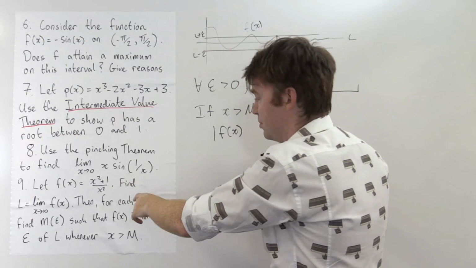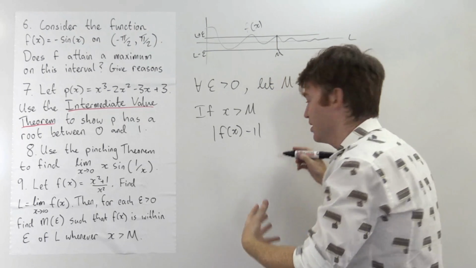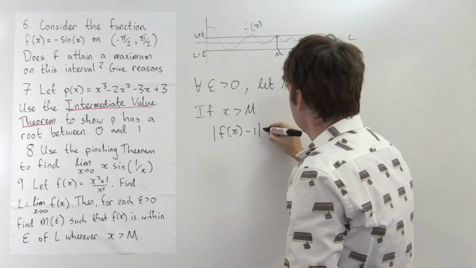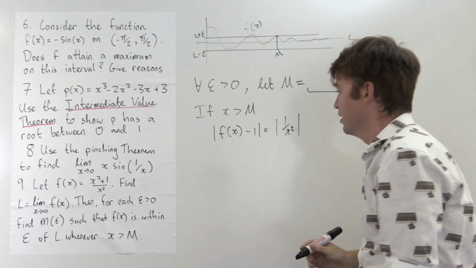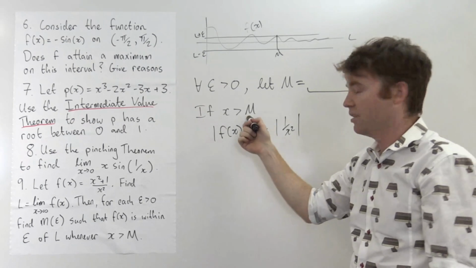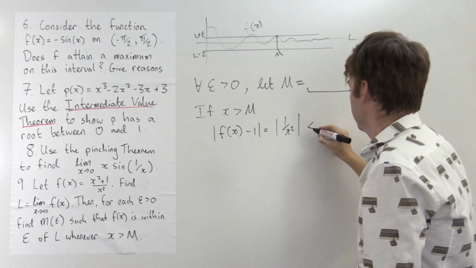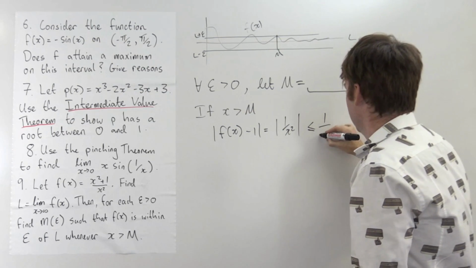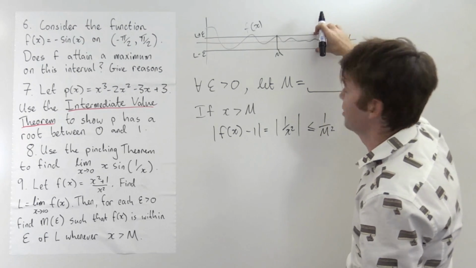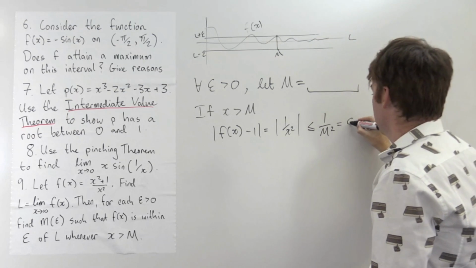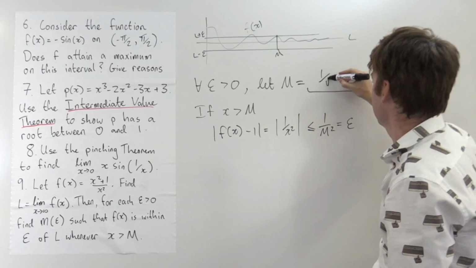The limit was 1. I'm going to bash this thing so that it's less than epsilon, and I'm going to use this to do it. Josh already showed you that this was just the absolute value of 1 on x squared. I can't have x, I can only have m. Fortunately, it's monotonic decreasing. So because x is bigger than m, this thing is less than or equal to 1 on m squared. And this is what I have to make less than epsilon, because that puts the function in the epsilon sausage. Then I just rearrange this and say that m has to be 1 on root epsilon.